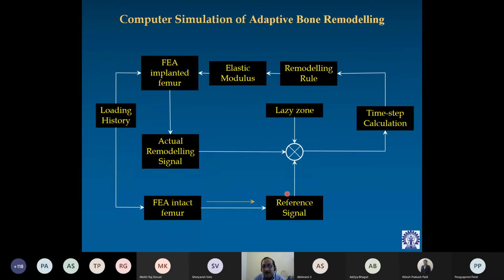So loading history applied to the intact model gives you the reference signal. The loading history applied to the implanted femur actually gives you the remodeling signal. Then we arrive at a junction where we need to take a decision, based on the range of the lazy zone or the dead zone. We compare this difference in the remodeling signal and the reference signal, and if it falls within the dead zone or the lazy zone, there is no remodeling straight away, and if it falls beyond the range of the dead zone, it immediately triggers bone remodeling.